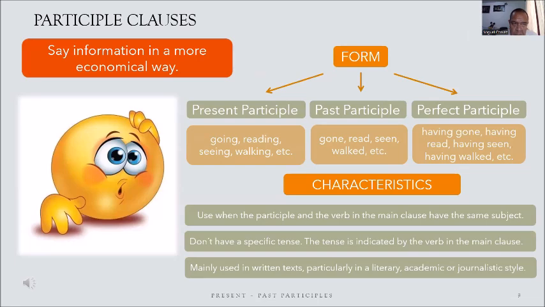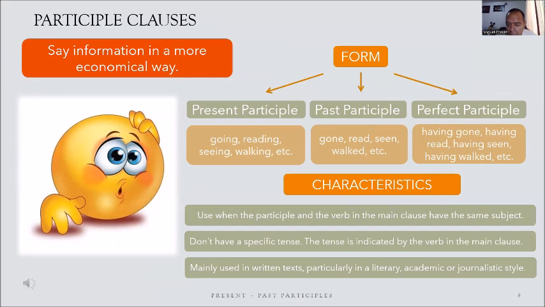Participle clauses enable us to say information in a more economical way. They are formed using present participles: going, reading, seeing, walking, etc.; past participles: gone, read, seen, walked, etc.; or perfect participles: having gone, having read, having seen, having walked, etc.